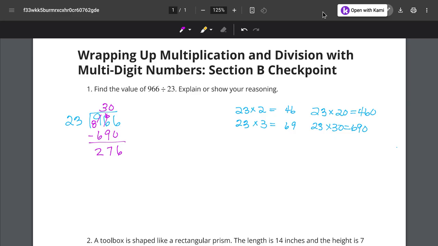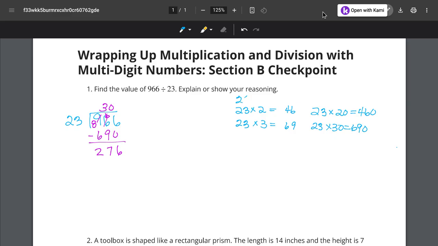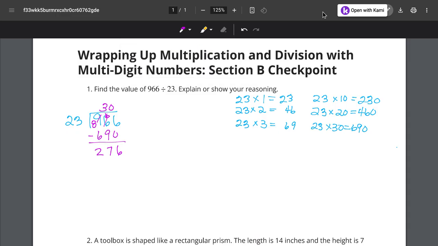I don't have that much left. So really, this is kind of that point where I think about my one facts, which I can write down or take for granted, because certainly we know that 23 times 1 is 23, but I also know that 23 times 10 is going to be 230. That feels like a good place to go from here. I'm going to go ahead and I'm going to take a group of 10. 10 times 23 is going to be 230.